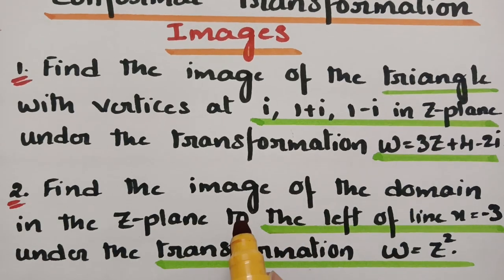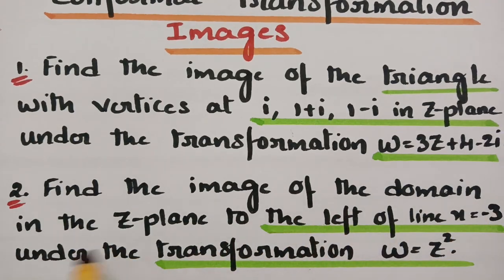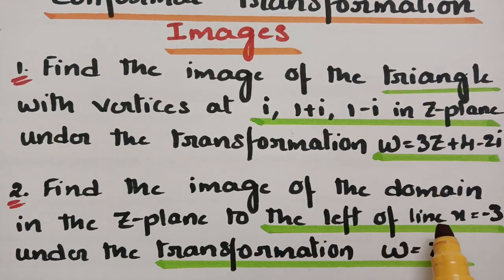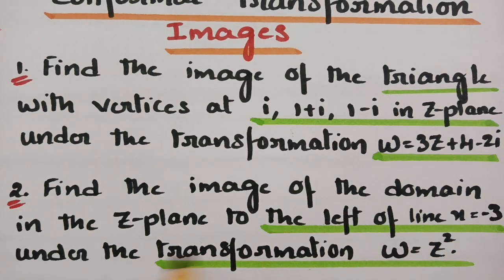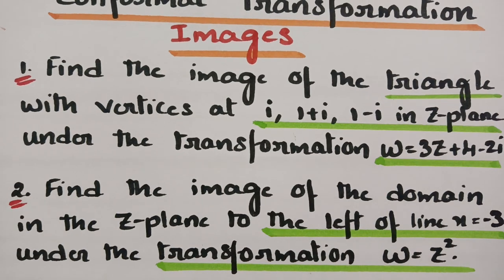And the next question here is: find the image of the domain in the Z plane to the left of the line x is equal to minus 3 under the transformation W is equal to Z square. So both are very important. Here I am going to give the solution one after the other.